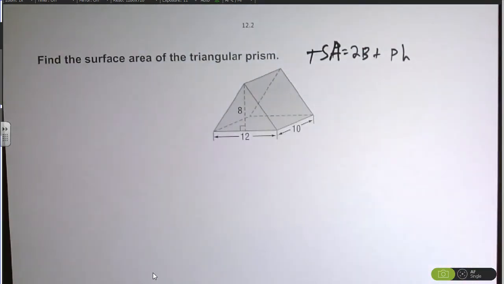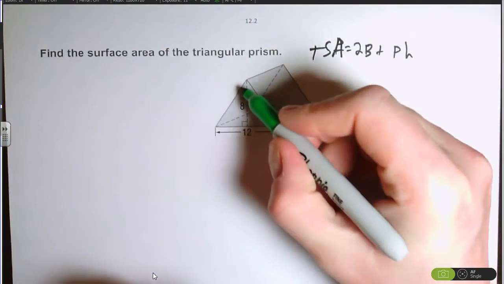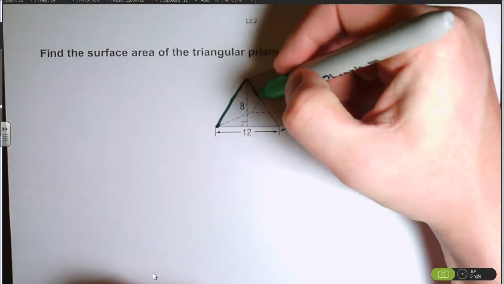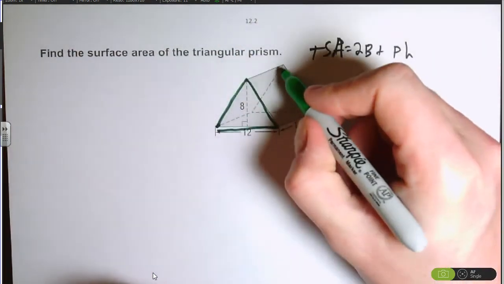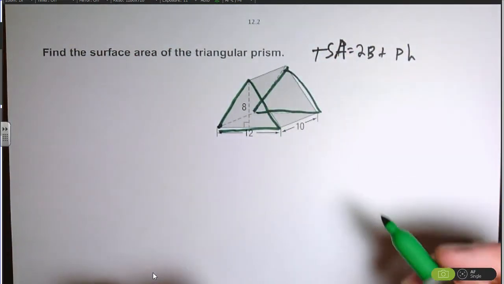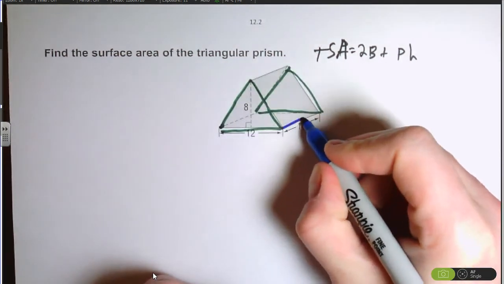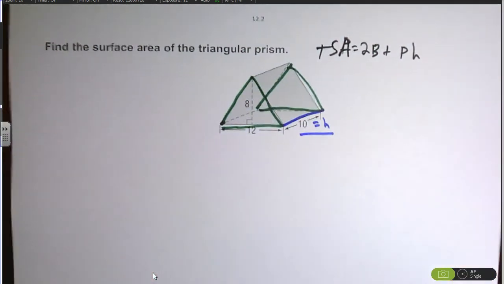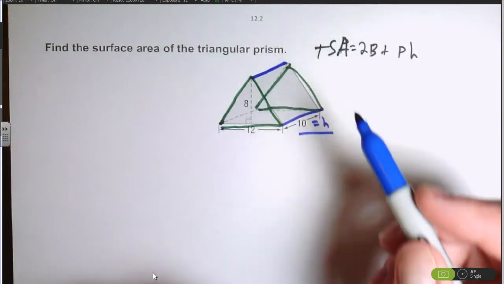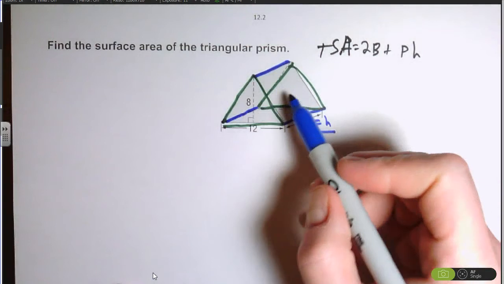Now, what makes this one a little trickier, or makes it easier, is the base is more obvious this time. The base has to be the triangles. These are the only two sides that are parallel. So the bases are that. And then the distance between the bases, that's easy too, because that's the height of this prism, which is the 10. Versus the last problem where I had all the different sides to be the bases, this one it's just the triangle.